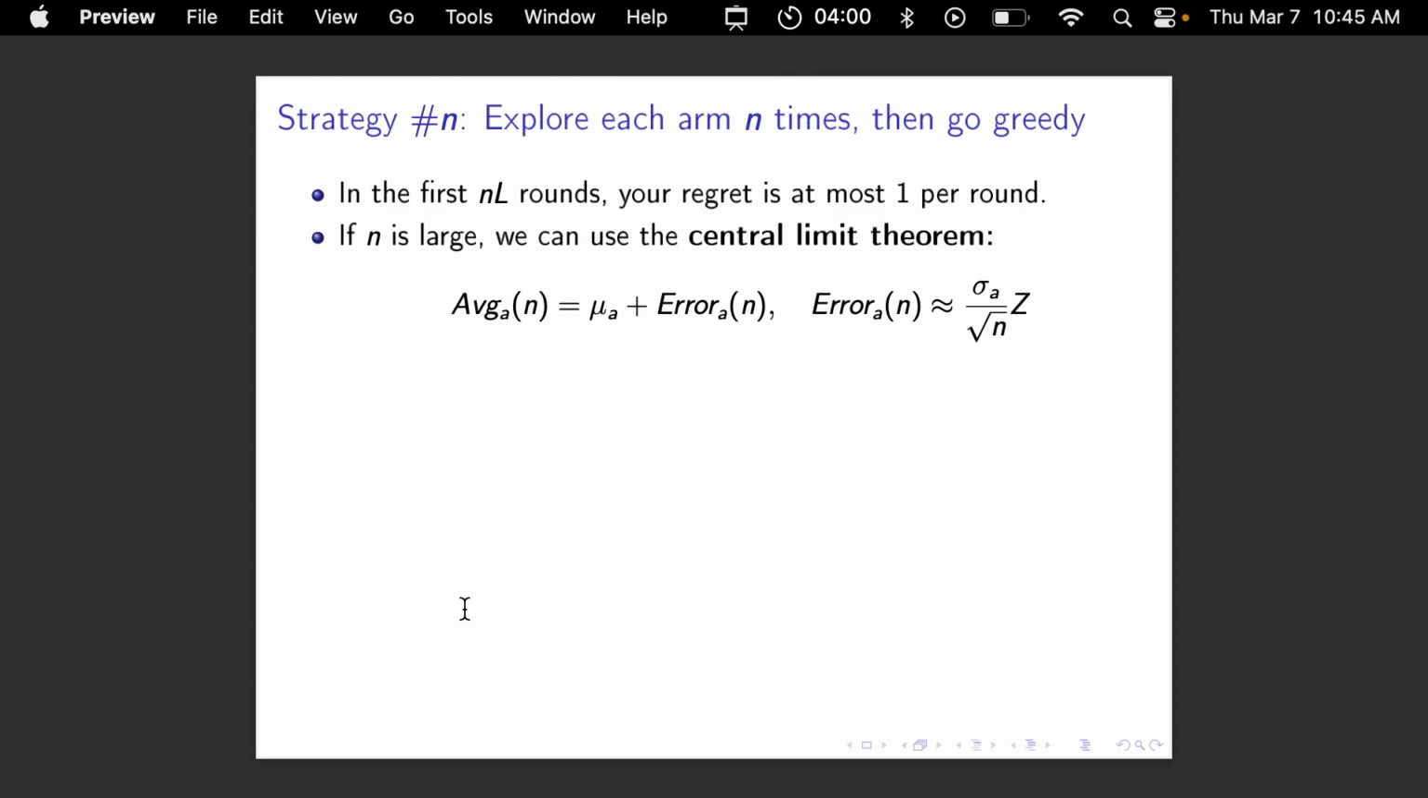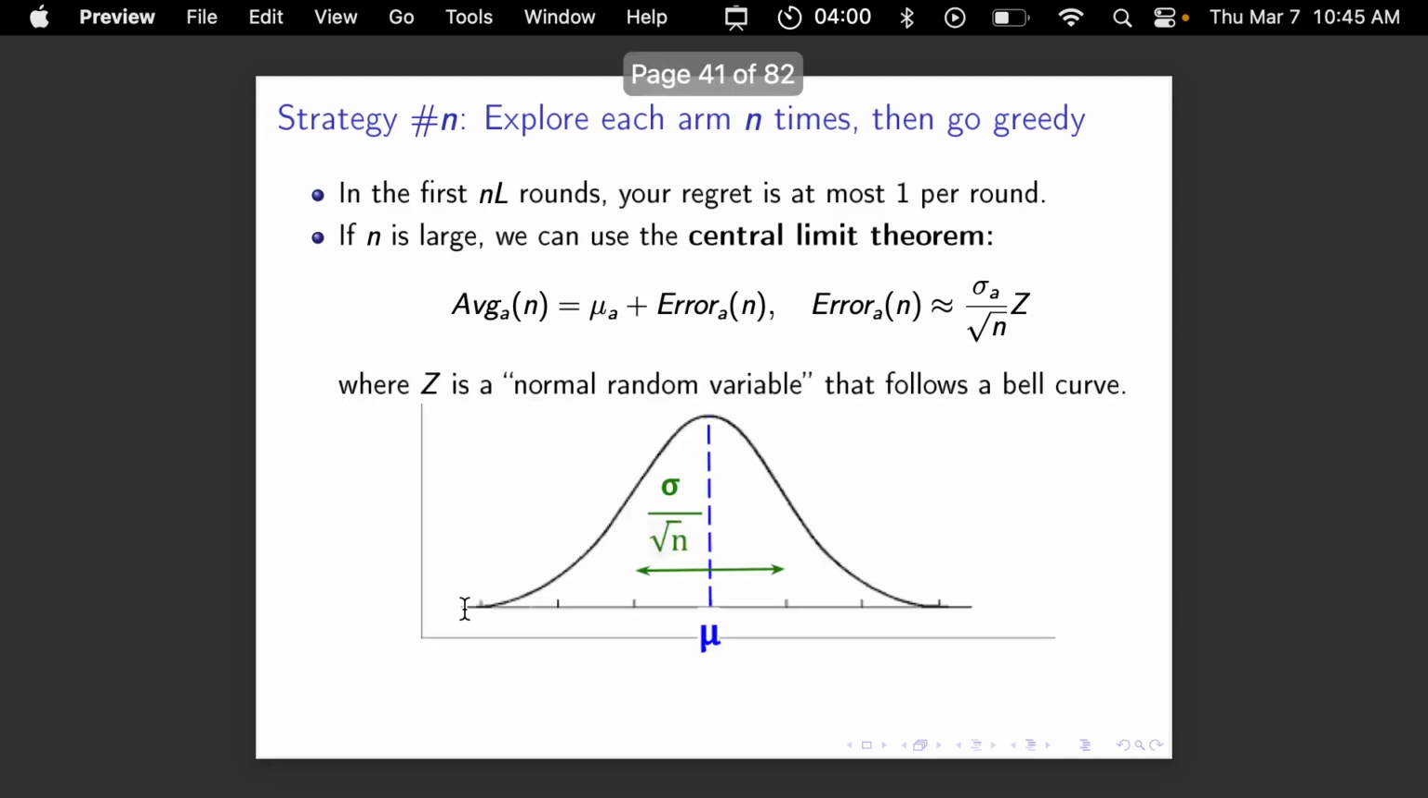If n is large, we're going to use the central limit theorem. So if you explore for a large number of rounds, then not only do you know that what you got out of each arm is some random variable, but you know the average will be approximately normal with mean mu and some variance sigma. I think there's a little picture over here. So this is maybe a flashback from your statistics classes.